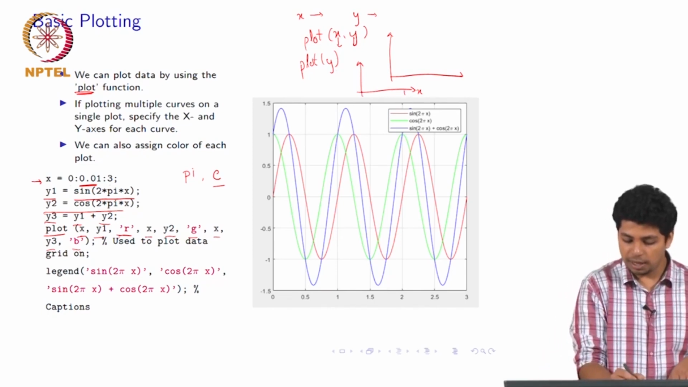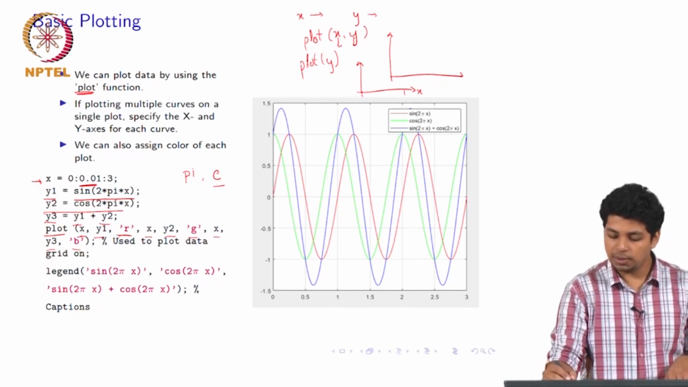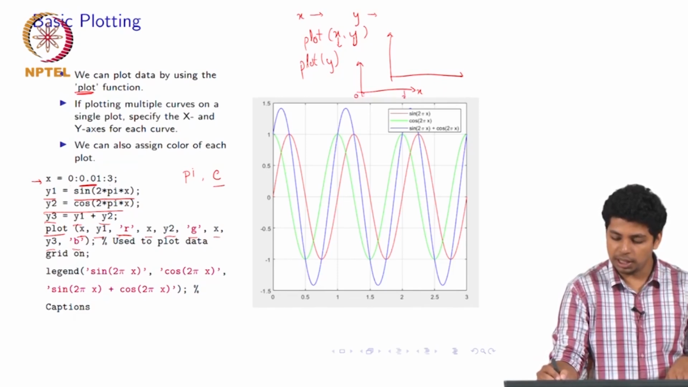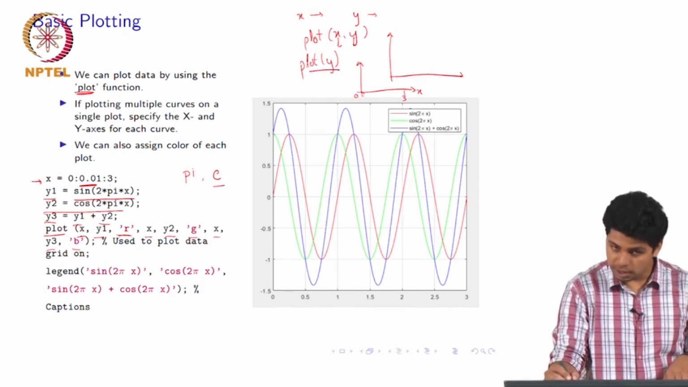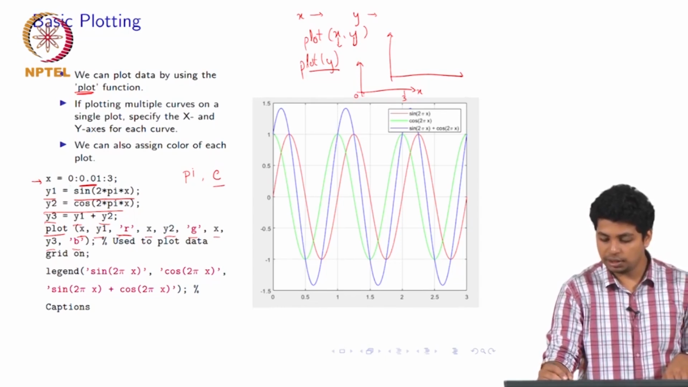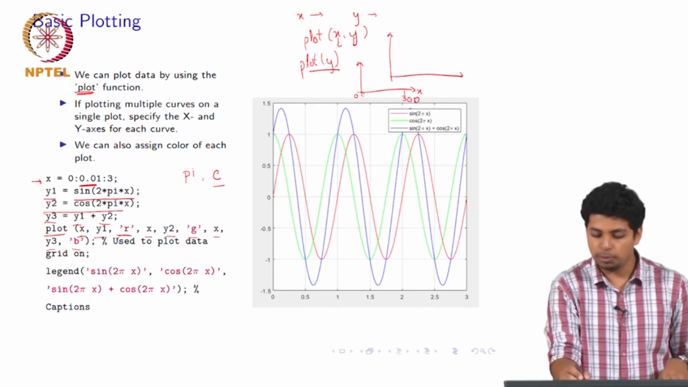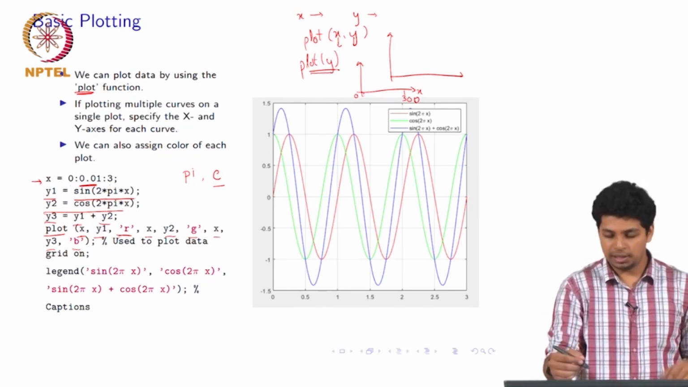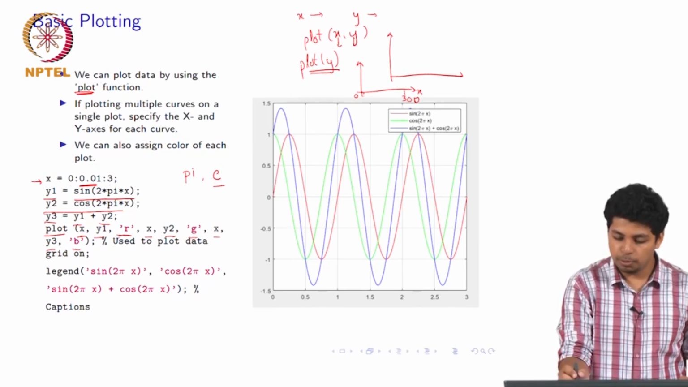But since here we have 0 to 3 with a step of 0.01, if you put x, y, then the first value will be 0, the next value will be 0.01, and the last value eventually will be 3. But if you only put plot y, then the first value will be 0, but the last value will be 300, because it is the 301st point and the first point is 0. So there are 300 steps, so the last value will be 300. That is what will happen if you only put plot y. So as a good practice to code in Matlab, we always put the variables to be plotted as an ordered pair.